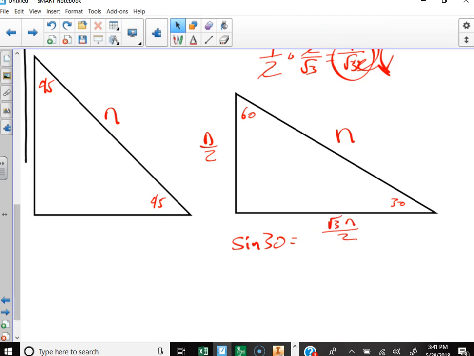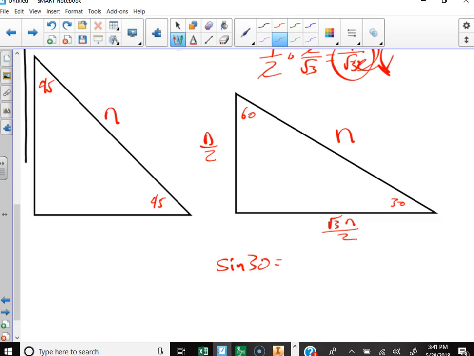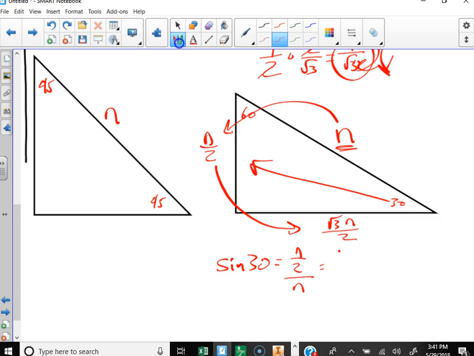So that means, remember, I go from here to here, I'd cut it in half, and then from here to here, I'd multiply by square root of 3. That means the sine of 30 degrees is going to be the opposite, n over 2, divided by the hypotenuse, which is n. This comes out to be, by the way, n over 2n. The n's cancel, and I end up with a half.